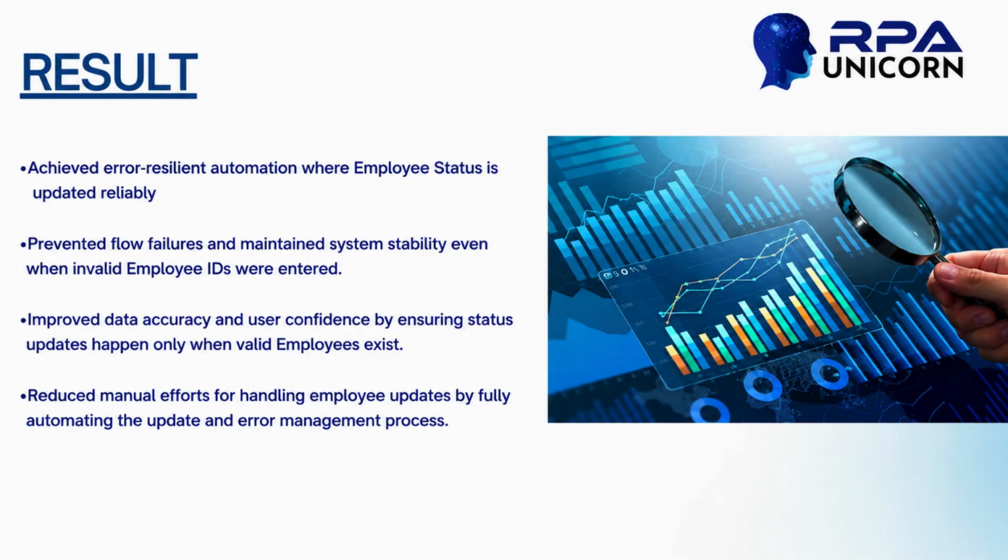I am excited to share the successful outcomes of our recent automation initiative with RPA Unicorn. We have achieved a highly error-resilient automation process that reliably updates employee status while seamlessly preventing flow failures and maintaining system stability, even when invalid employee IDs are entered. By ensuring that status updates occur only when valid employees exist, this system has significantly improved data accuracy and built user confidence. Ultimately, by fully automating both the update and error management processes, we have drastically reduced manual efforts, paving the way for a more efficient and streamlined workflow. And don't skip this video, I will show you how this flow practically works.